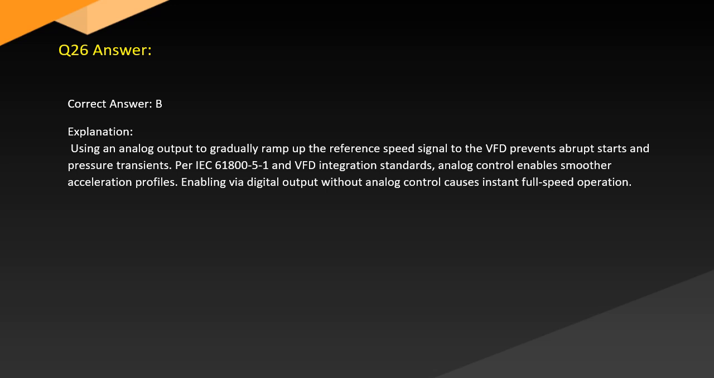Answer. Correct answer: B. Explanation. Using an analog output to gradually ramp up the reference speed signal to the VFD prevents abrupt starts and pressure transients. Per IEC 61800-5-1 and VFD integration standards, analog control enables smoother acceleration profiles. Enabling via digital output without analog control causes instant full speed operation.